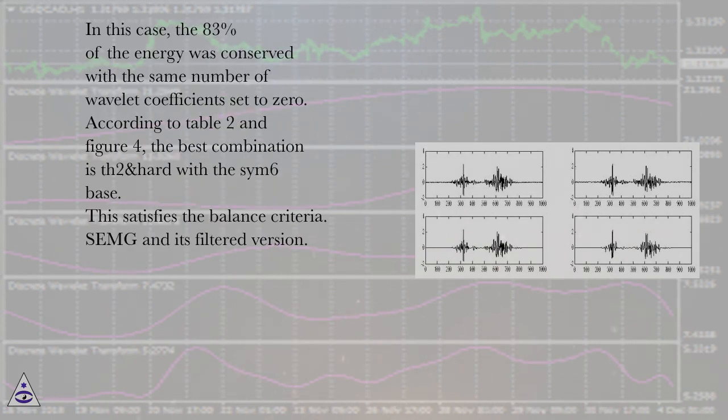In this case, 83% of the energy was conserved with the same number of wavelet coefficients set to 0. According to Table 2 and Figure 4, the best combination is Th2 and hard with a SIM6 base. This satisfies the balance criteria. SIMD and its filtered version.